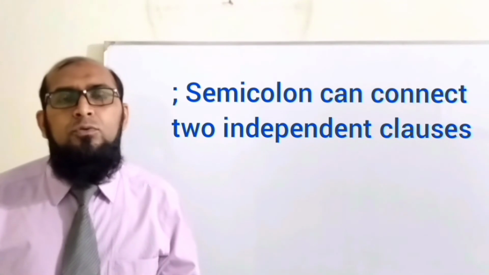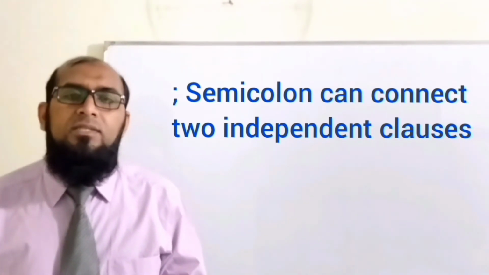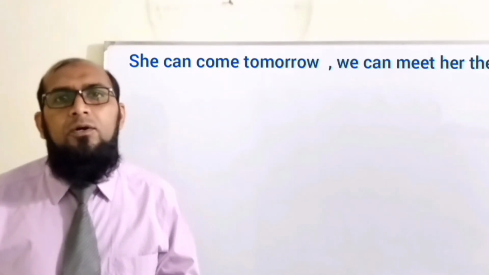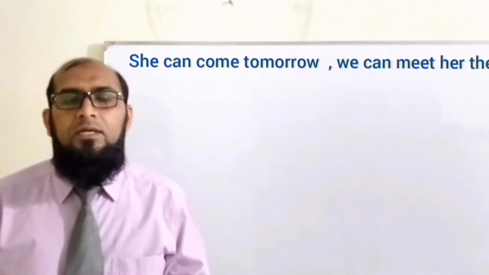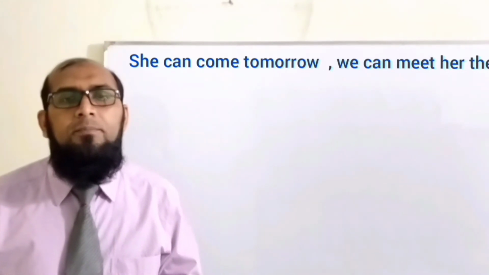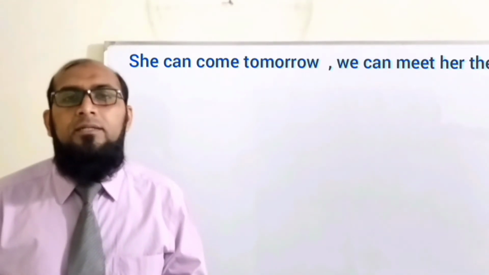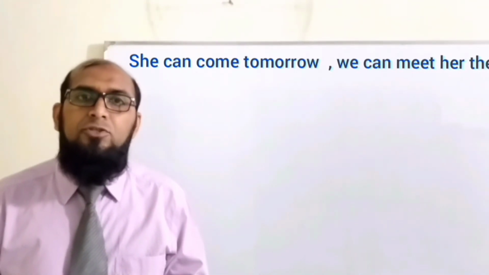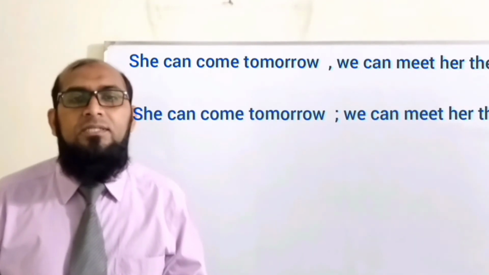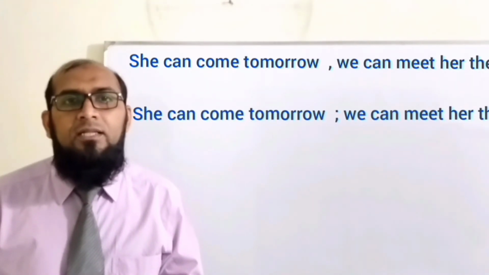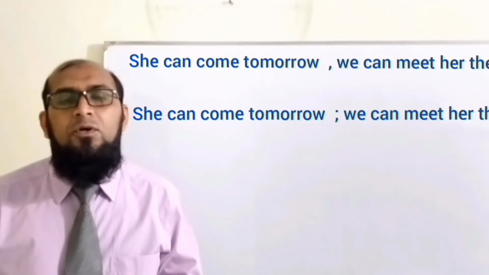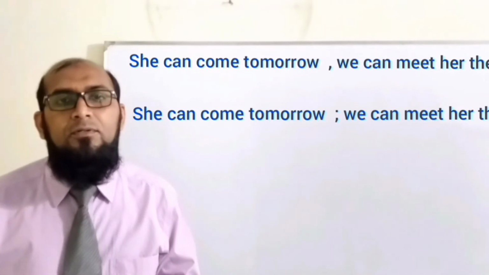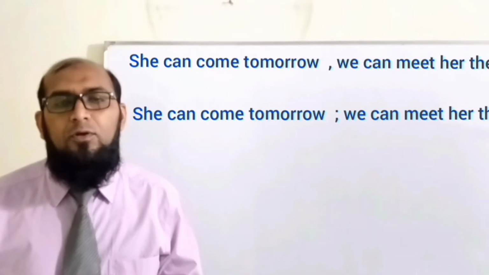Semicolon can connect two independent clauses. You can see an example. She can come tomorrow, we can meet her then. You can see here the punctuation mark used is a comma, and it is an incorrect use of punctuation mark. The correct use of punctuation mark is, you can see the correction now. She can come tomorrow; we can meet her then. That is, semicolon can connect two independent clauses.